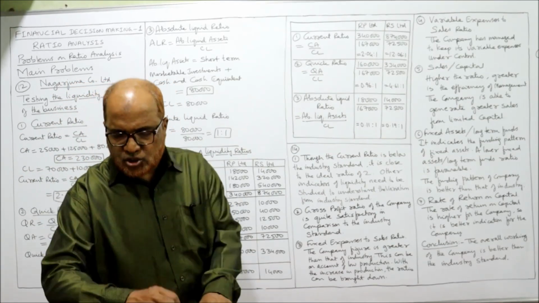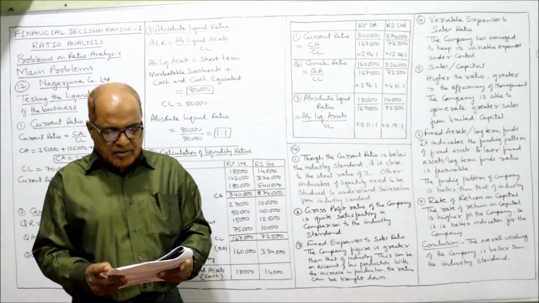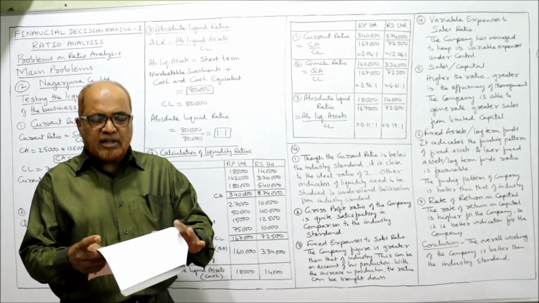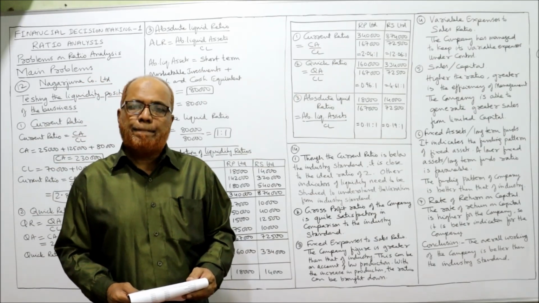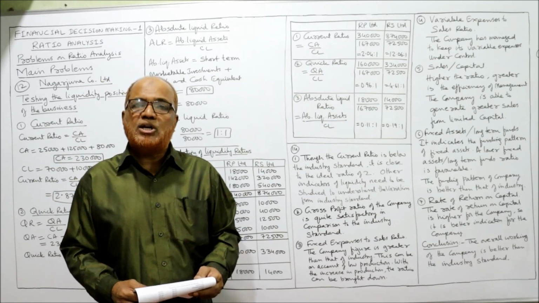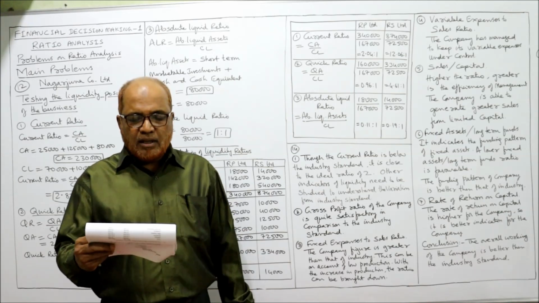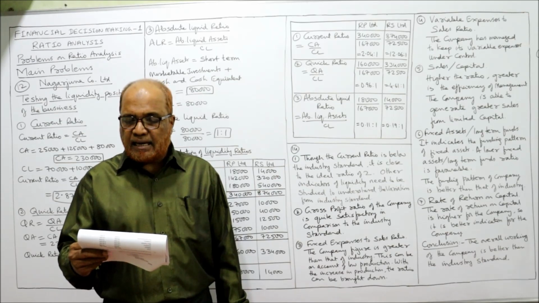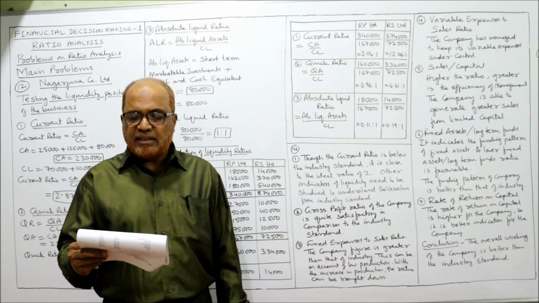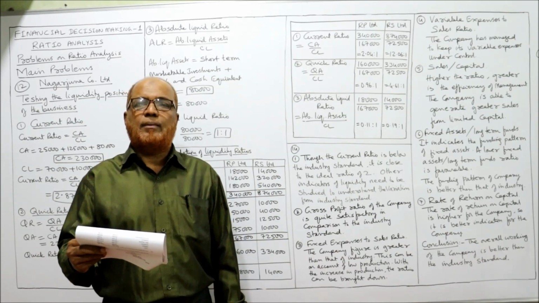Now, the next problem is problem number 14. In this 14th problem, we are not required to make any calculations, only conclusions or interpretation you have to give. What is the problem? The standard ratios for the industry and the ratios of the company A Limited are given. Determine the efficiency of the working of the company.